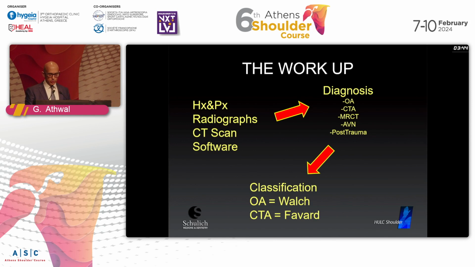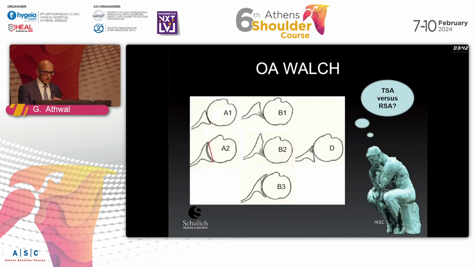So here we have the Walsh and Favard classifications. Let's look at the Walsh classification first. What are we going to do? Are we going to do an anatomic or are we going to do a reverse? If I look at the A1, there's going to be some controversy there. If an A1 has minimal bone loss, which it should, it's a good candidate for an anatomic. However, the soft tissues come into play, and that's where I decide if it's going to be a reverse based on, is there an associated rotator cuff tear?